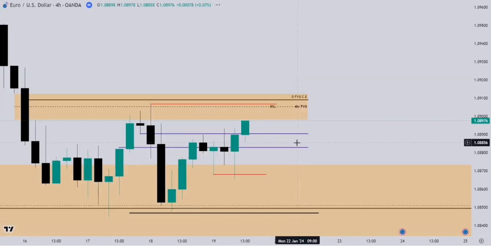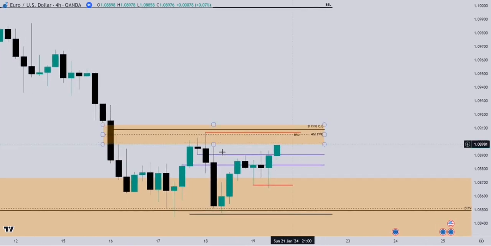Now we go to the 4-hour time frame. In 4 hour, you can see that the daily fair value gap consequent encroachment is also our 4-hour fair value gap, and we also have this buy side liquidity here. So these are our resistance levels, and this is our 4-hour fair value gap that has been reclaimed, and this can be a support area.